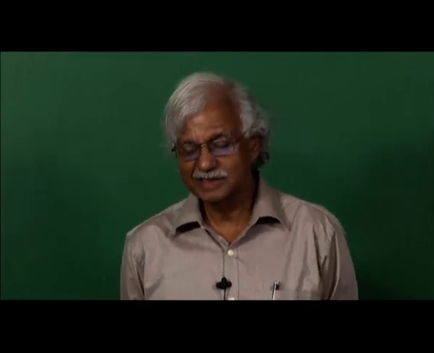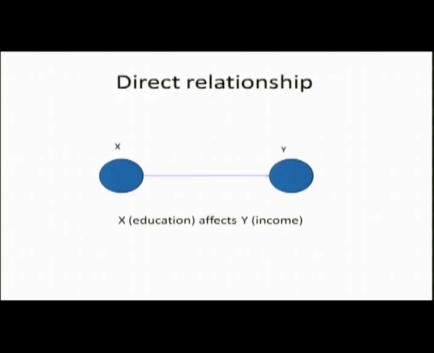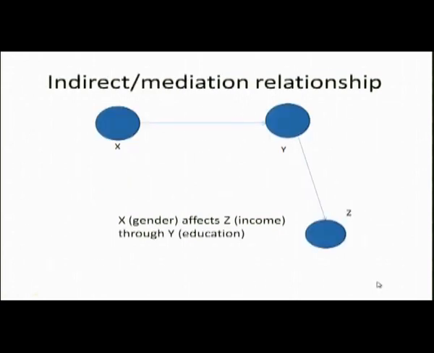Now, I also mentioned something about direct and indirect relationships. This is an example of a direct relationship: X directly affects Y. This is an example of an indirect relationship. Indirect relationship means X, a variable which affects the dependent variable, affects Y. So the relationship between X and Y is direct, but Y affects Z, and because of this, there may be a relationship between X and Z. This relationship between X and Z will be called an indirect relationship.